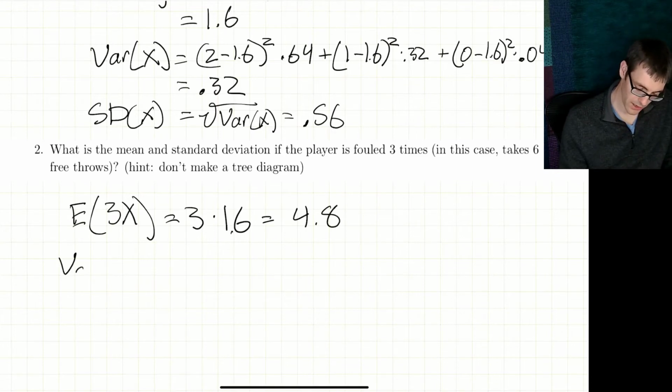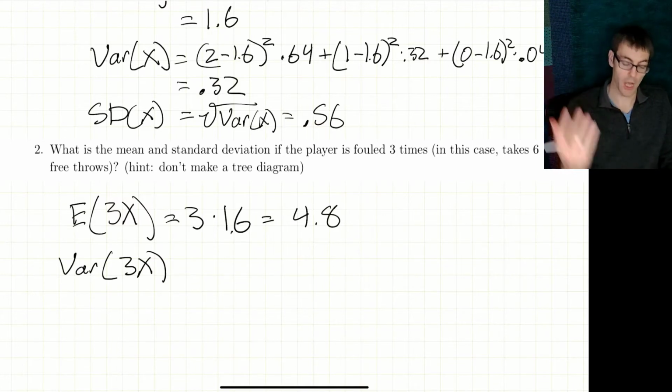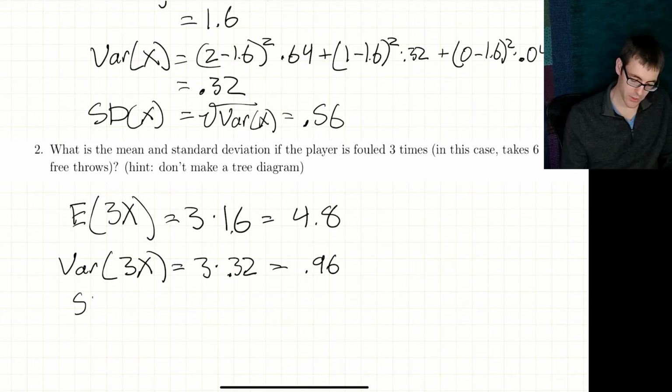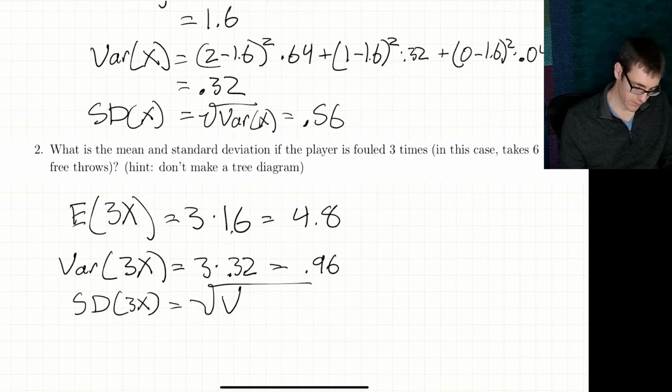The variances also add, so the variance of doing this 2 shots a total of 3 times, so a total of 6 shots, is going to be 3 times 0.32, also known as 0.96. And again, if what we're after is actually the standard deviation, we're just going to take the square root of the variance. Standard deviation is always the square root of variance, which is 0.98 something.